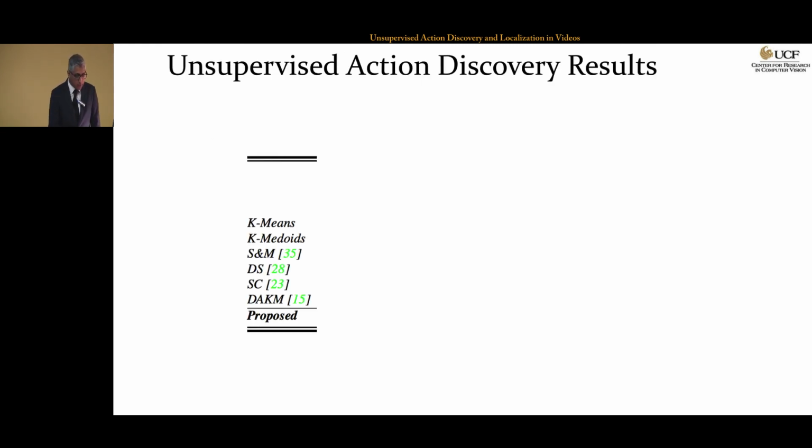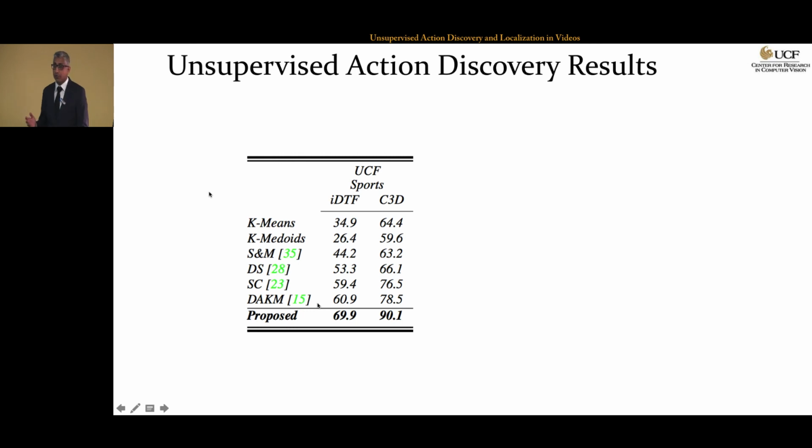So for action discovery, we test our approach and we compare it to several known clustering approaches, as well as the state-of-the-art action clustering method, which is dual assignment k-means clustering. And first, we show results on UCF Sports, where we compare based on 2 features, dense trajectory as well as C3D. And here we show that we improve the clustering accuracy as compared to these known methods, that's k-means, medoids, n-cuts, dominant sets, and so on.